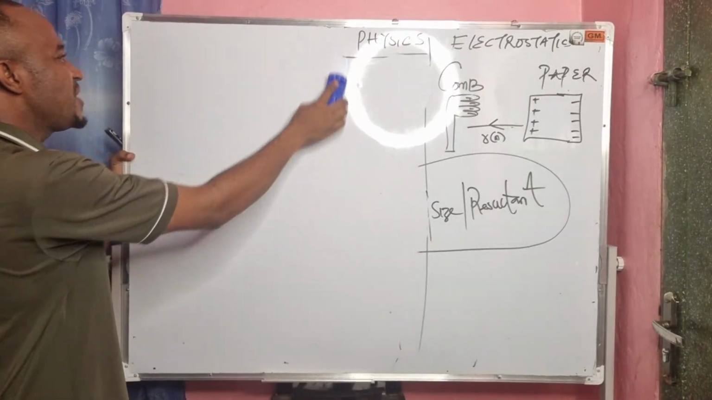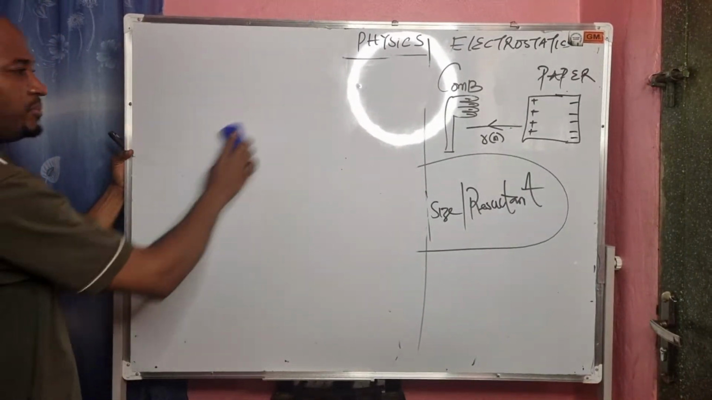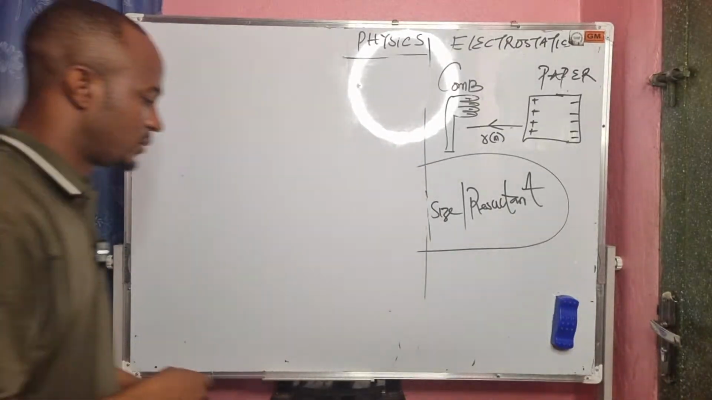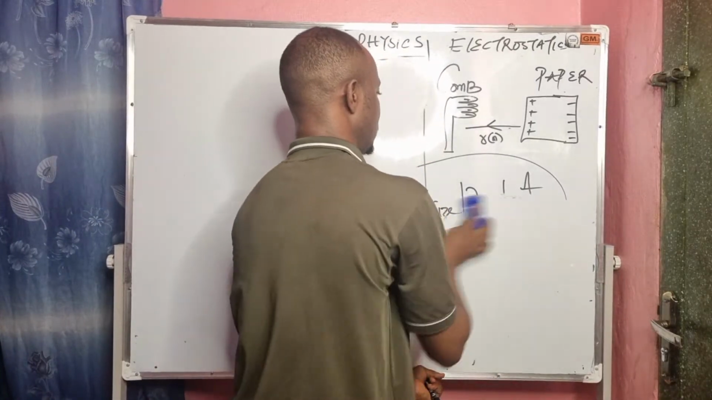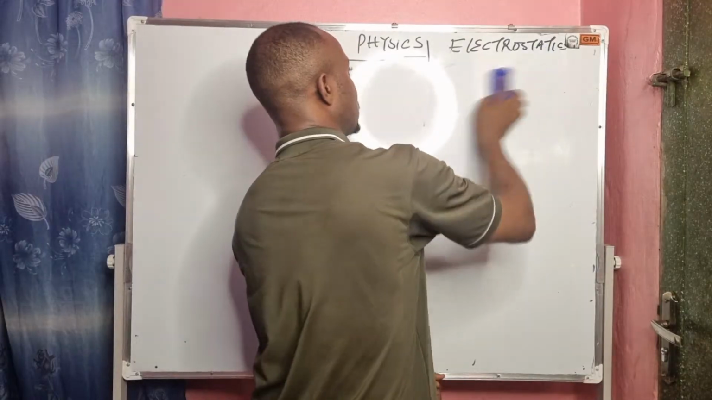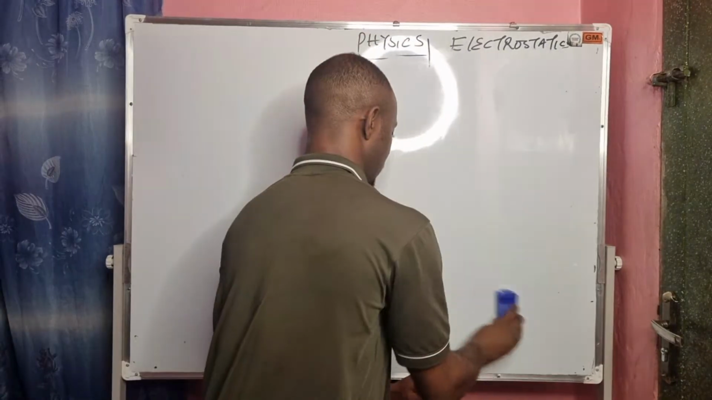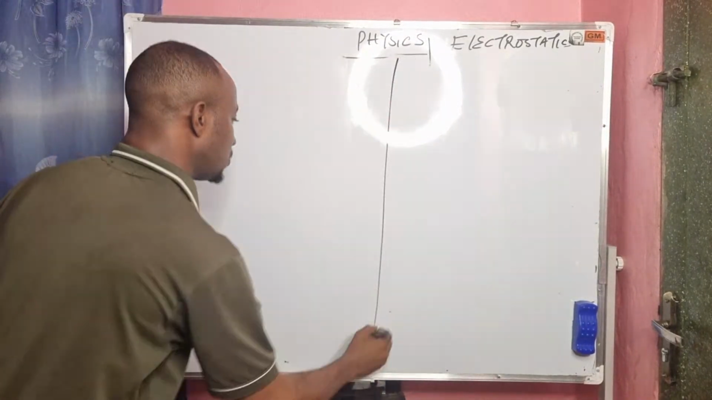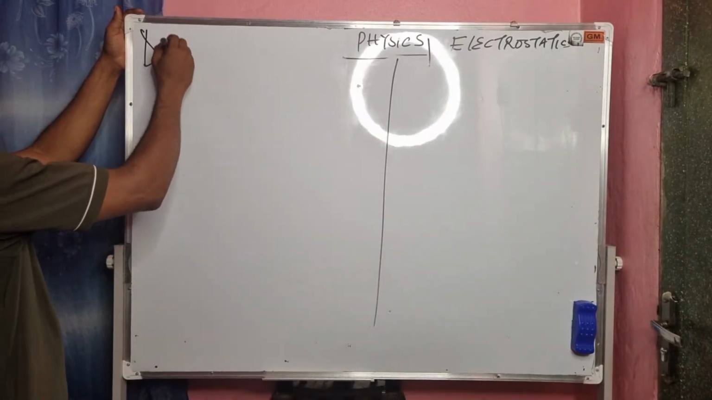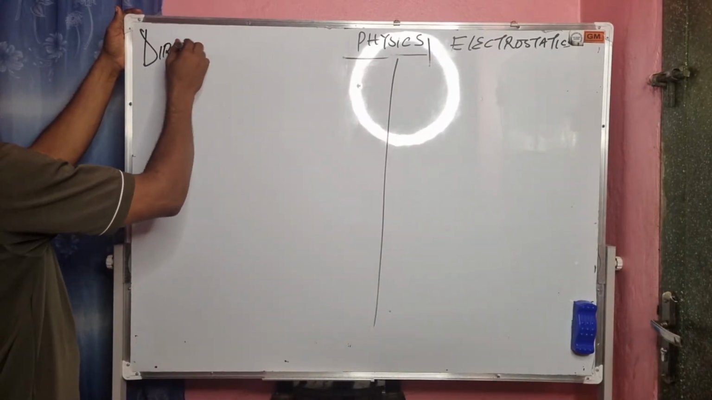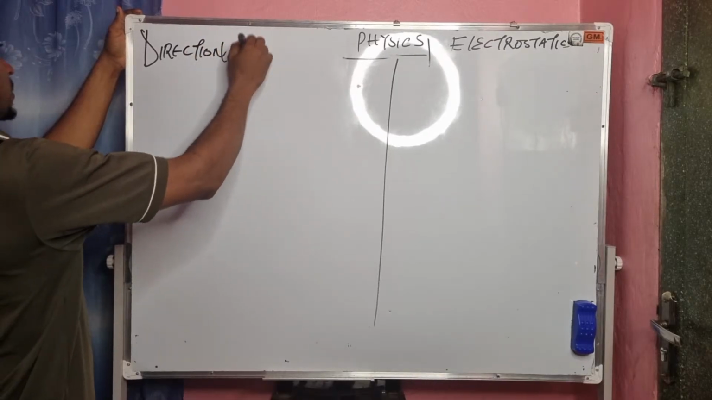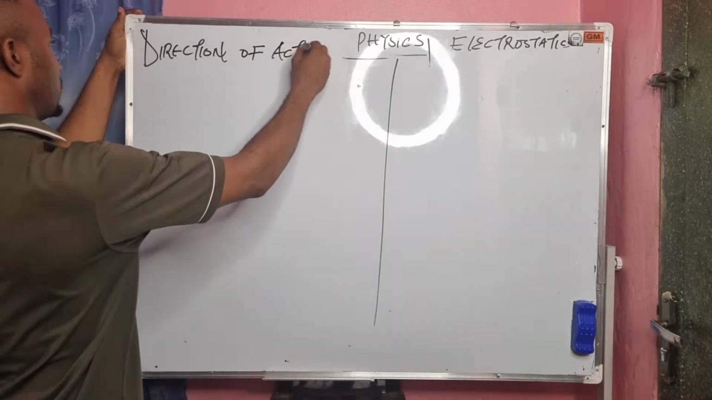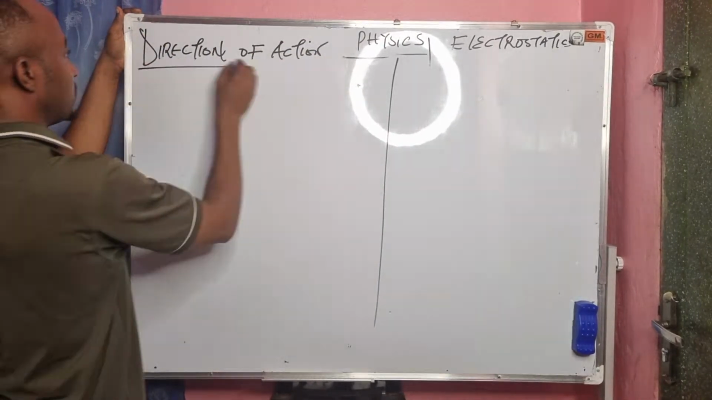Now, this will lead me into a concept called direction of action, which I want every one of you in this large class to pay attention to, because I will not repeat most of these things again. Let's look at what we call direction of action in Coulomb's law.